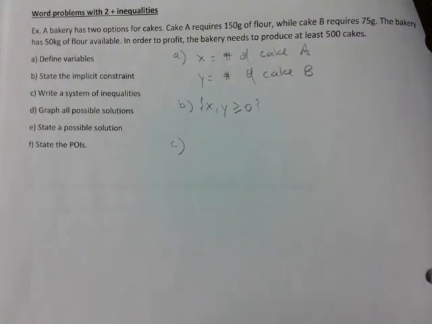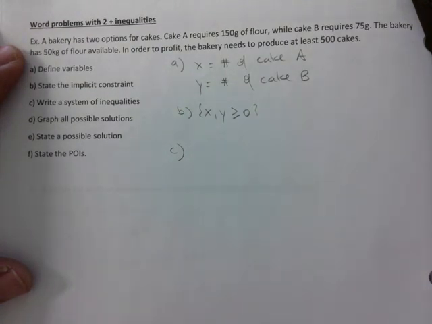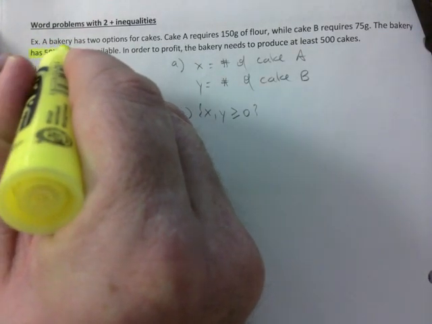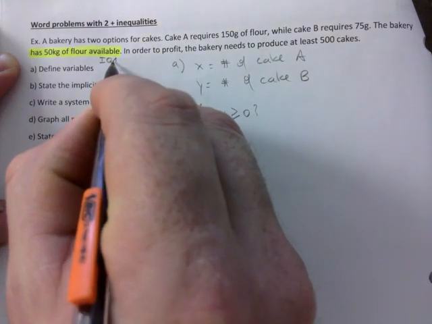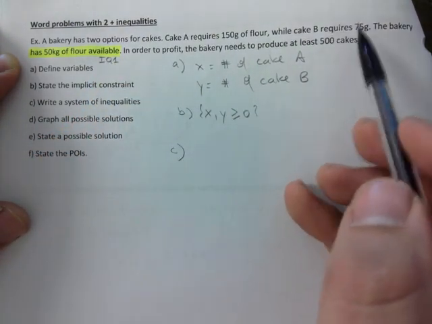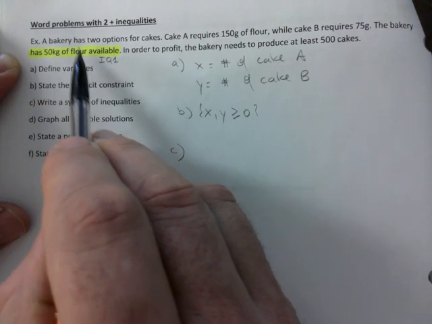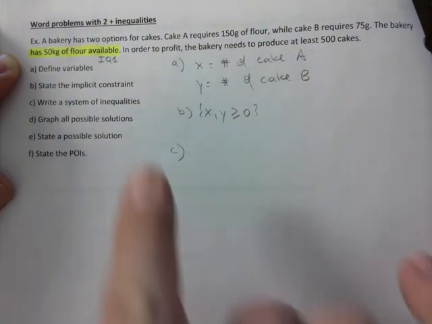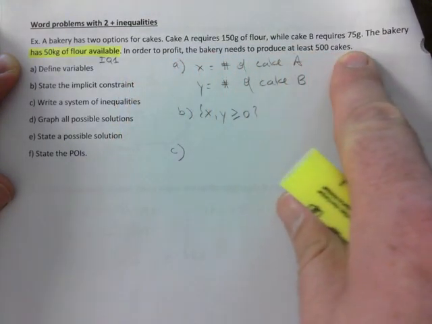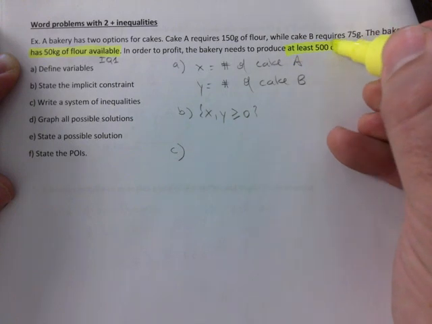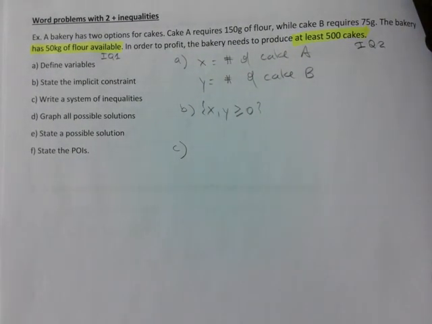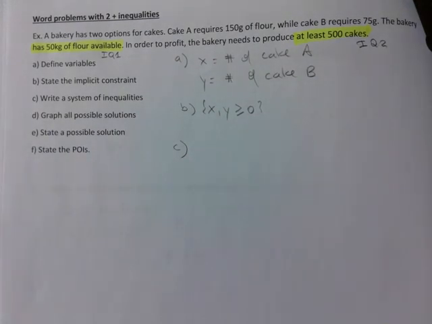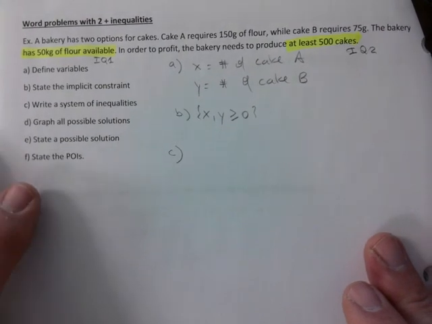I'm going to highlight the restrictions. It says has 50 kilograms of flour available. That's inequality number 1. And you're like, what about the 150 and the 75? Later, right? Right now I'm just worrying about, hey, there's an inequality right there. And it says, if you keep reading, in order to profit, the bakery needs to produce at least 500 cakes. That's my other inequality. That's how I approach it. And you will notice that your homework has the restrictions in bullets. So every bullet should have an inequality attached to it.